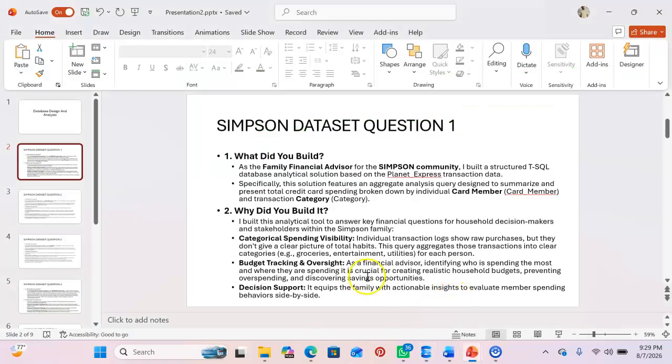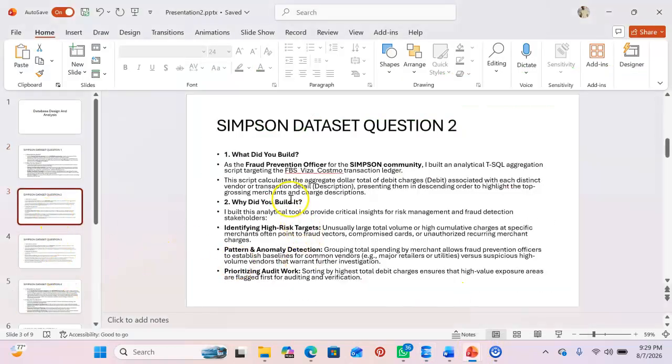So back to our PowerPoint. Simpson data question 2. What did we build? As the fraud prevention officer for the Simpson community, I built an analytical T-SQL aggregation script targeting the FBS versus customer transaction ledger. So why did we build it?